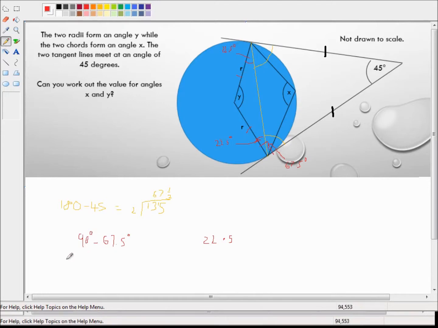Which means y is equal to 180 degrees minus 2 times 22.5 degrees. Well, 2 times 22 is 44, 2 times a half is 1, 44 plus 1 is 45. So that's 180 degrees minus 45 degrees. Well, hang on, we already did that, and we found out that that's 135 degrees. So that's 135 degrees. So y is 135 degrees.